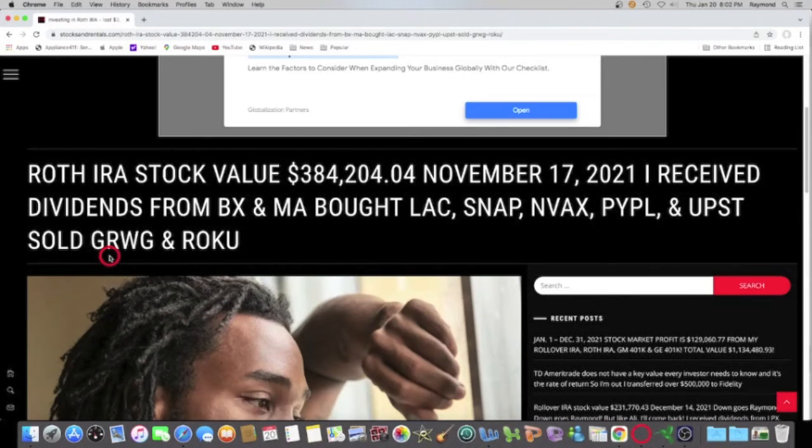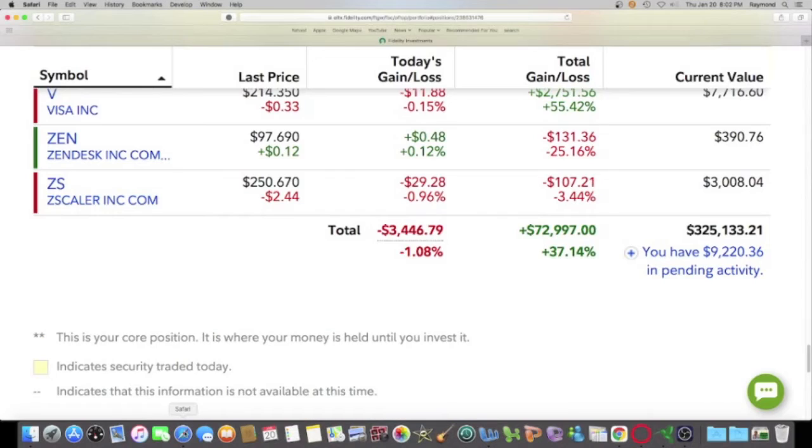On the 20th, I had, man, I wish I had this number back. Woo! I wish I had it back. $384,204.04. And bringing it back home to today, the difference is almost negative $60,000. In 2 months, I lost $59,070.83. That is a passive loss.